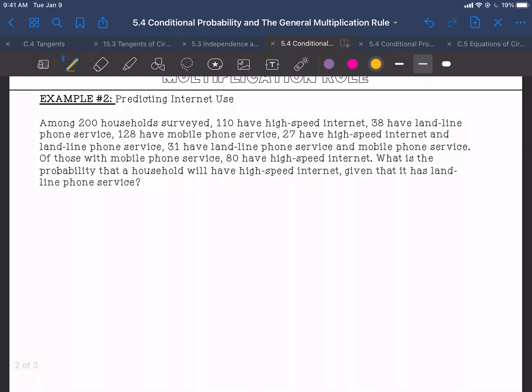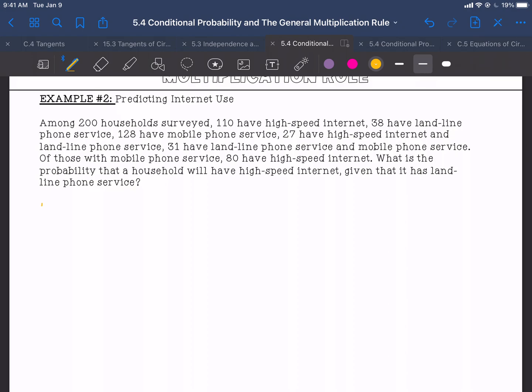All right. Example 2 here. Among 200 households surveyed, 110 have high-speed internet, 38 have a landline phone service, 128 have mobile phone service, 27 have high-speed internet and landline phone service, and 31 have landline phone service and mobile phone service. Of those with mobile phone service, 80 have high-speed internet. What is the probability that a household will have high-speed internet given that it has a landline service?